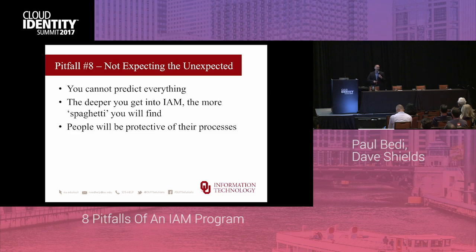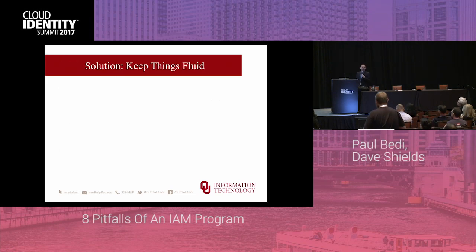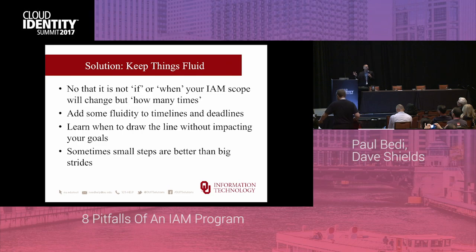And there are people who are going to get really, really protective of those processes the deeper in you go. And you're going to be surprised at how quickly they argue with you about that. So you need to make sure to keep things fluid. I'm going to take the original adage and make it worse: it's not if or when your identity management scope is going to change, but how many times. I cannot tell you how true that is in the time we've been working here. Add fluidity to your timelines. Make sure you're able to adjust deadlines. Don't become that silly deadline that never gets reached, but make sure you're fluid about what you do.